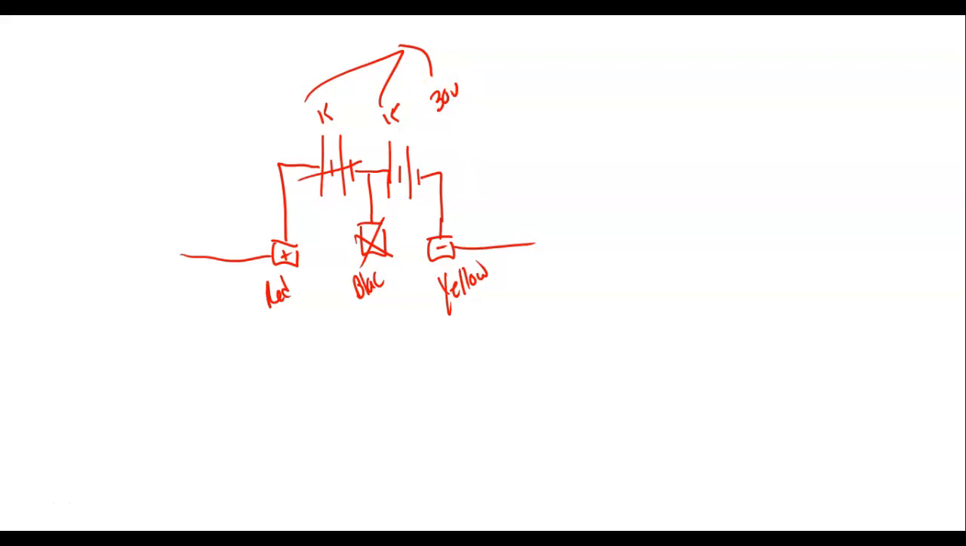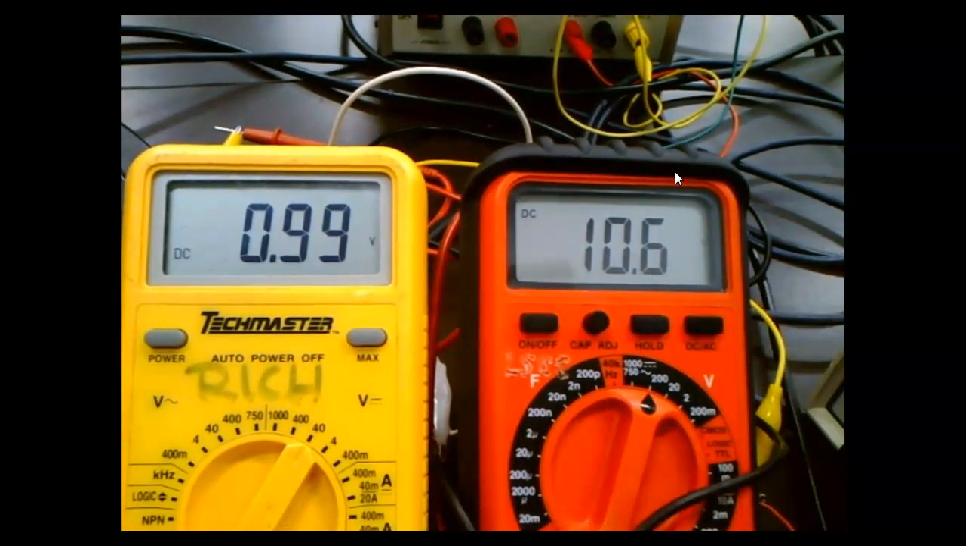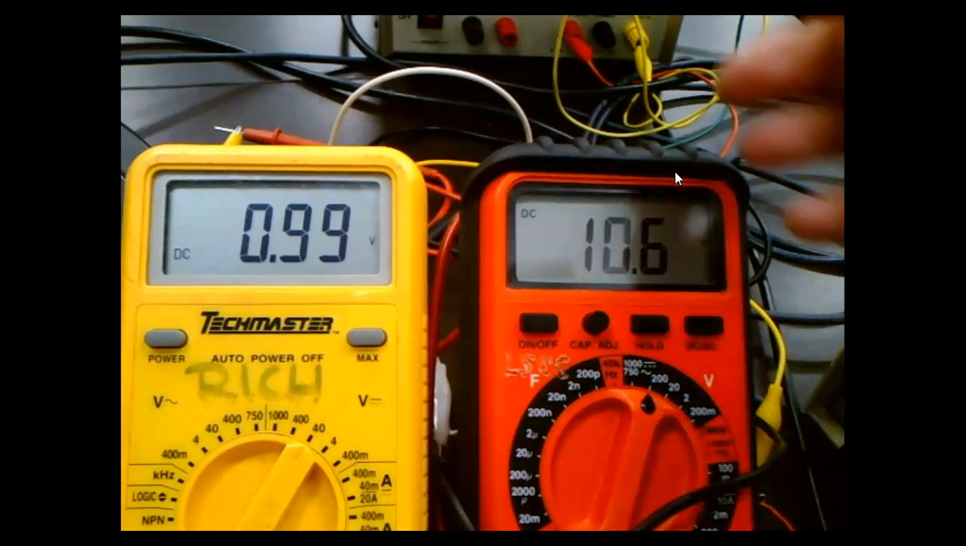Everybody okay? What I'm doing is starting off with all of them set to 0. By the way, with a regulated power supply, you almost never can get 0 out of them. Even though all these things are turned down to minimum, I'm still getting 10.6 volts out of them. Okay. We're going to start turning them up.